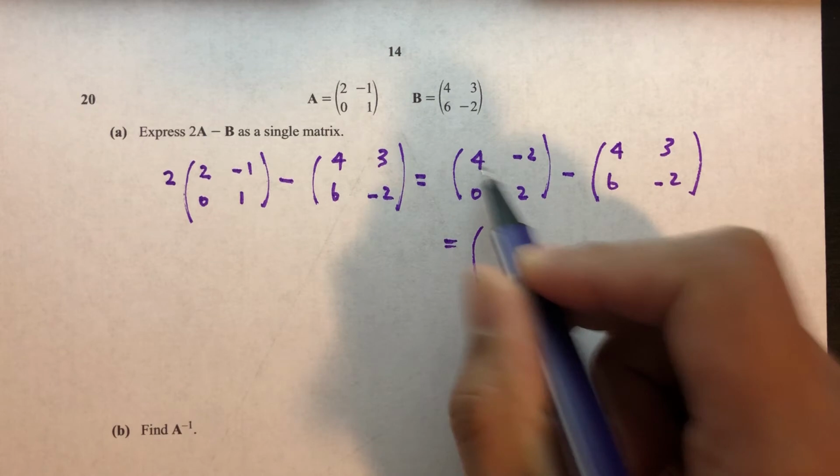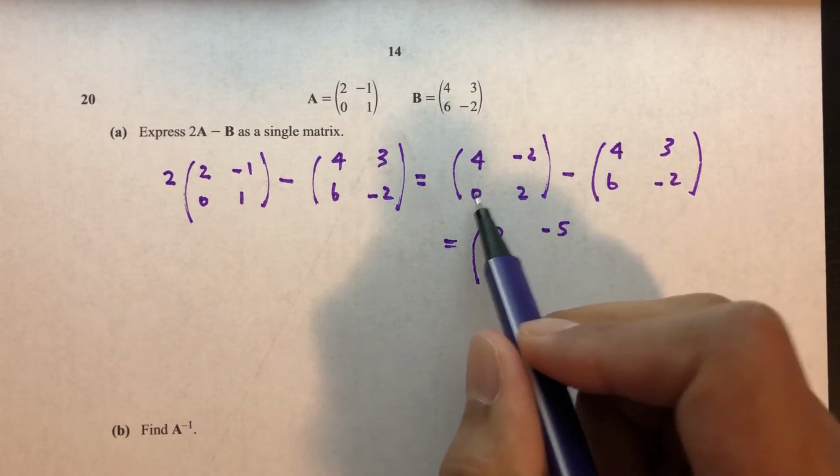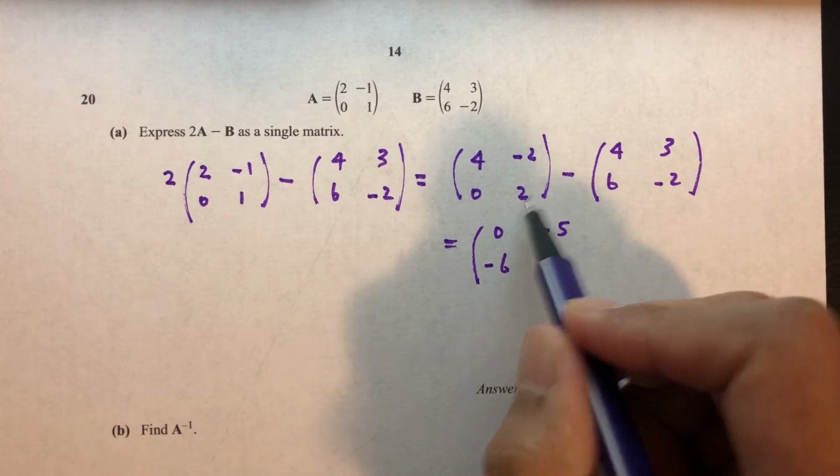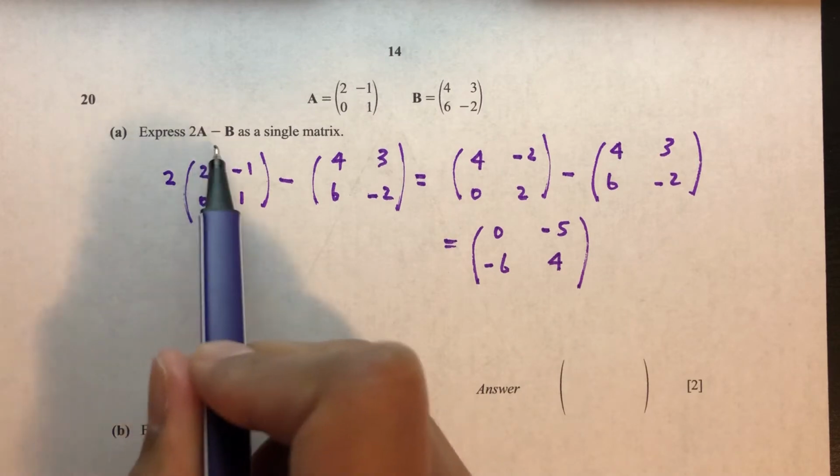So 4 minus 4 is 0, minus 2 minus 3 is minus 5, 0 minus 6 is minus 6, and 2 minus 2 is 4. And that is your answer for 2A minus B.